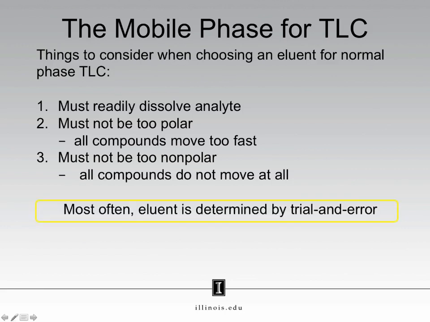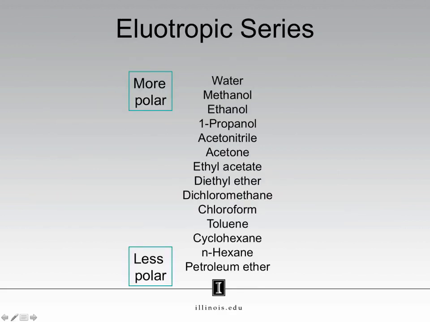Generally, the eluent we choose for a TLC experiment is determined by trial and error. It is difficult to accurately predict what eluent is best to use in a TLC experiment. Here we have a listing of common organic solvents used in TLC experiments. These solvents are ordered based on their polarity, creating what we call an eluotropic series. Eluotropic coming from the word eluent.